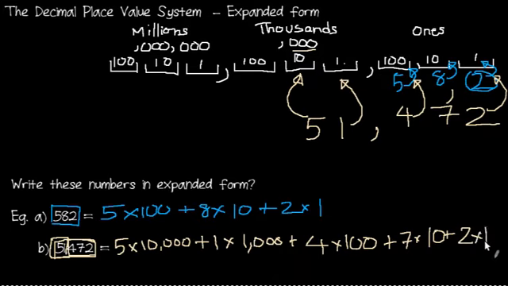And that's all there is to expanded form of numbers. So we looked at how to find the digit value by multiplying the digit by the column value, and we found out how to find expanded form just by finding all the digit values and putting them in one long sum. Try some for yourself. Good luck.